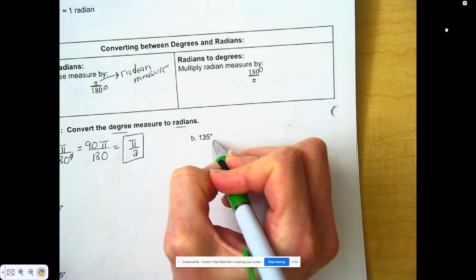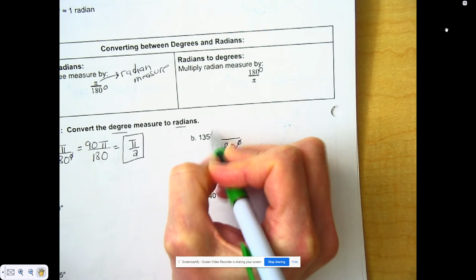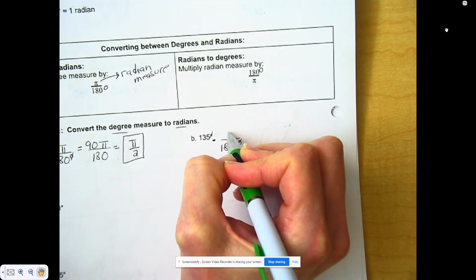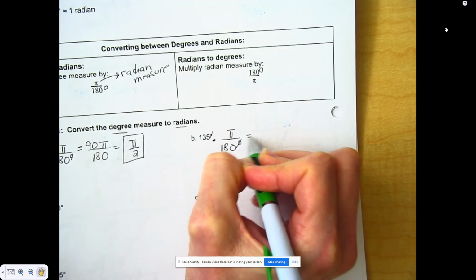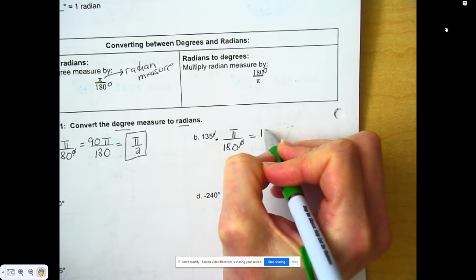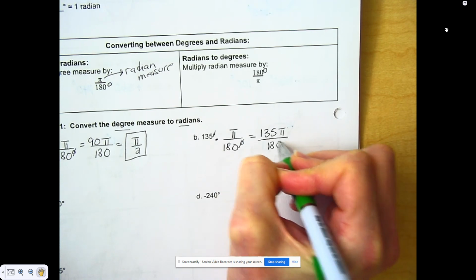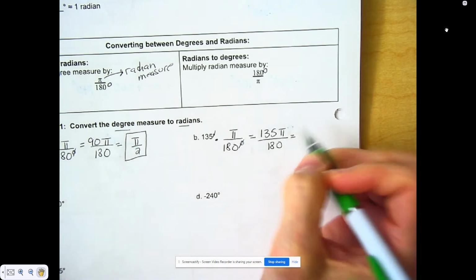All right, let's do another. I have degrees, I want radians. I'm going to put 180 degrees on the bottom, so degrees will cancel. Degrees on the top, degrees on the bottom, cancel. And I'm going to put pi on the top because I want to end up with radians. So then I'm going to have 135 times pi over 180. And then I want to simplify this fraction.